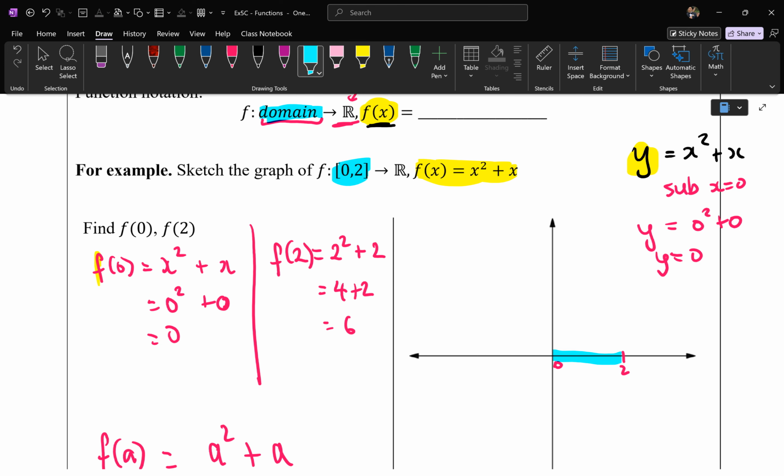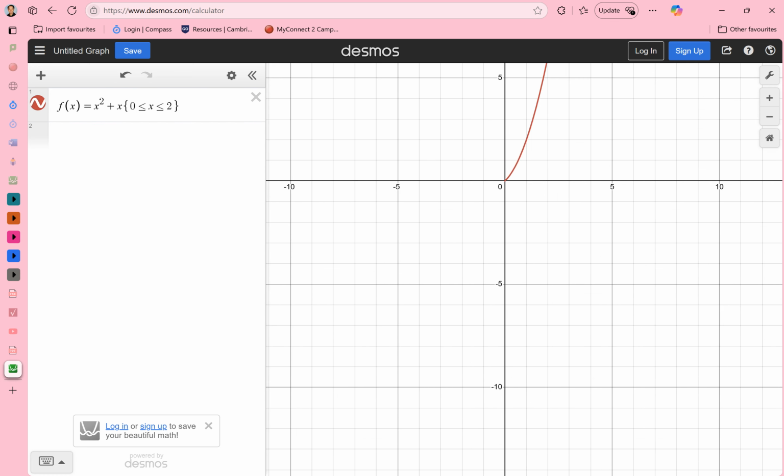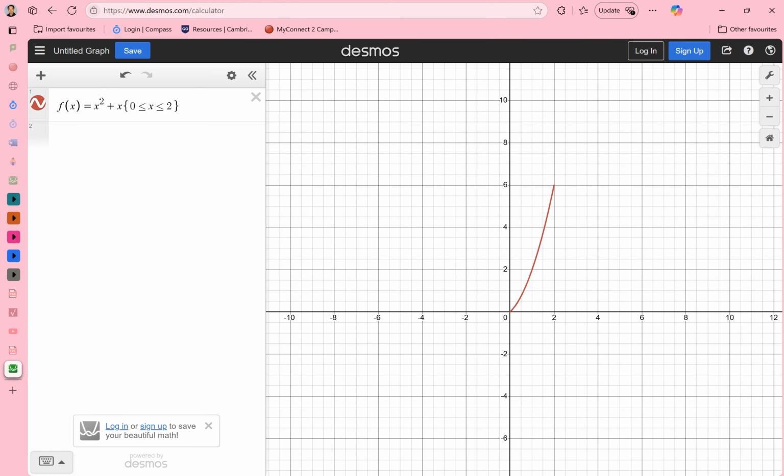This is your domain. So if I go back to Desmos, how do you change that? For those who are Desmos savvy, you do the curly brackets and you say 0 less than or equal to x, less than or equal to 2. Can you see how my graph had shrunk? That's 0 to 2 there. So if I zoom in, that's 0 to 2. Because I told it to only sketch on the x-axis 0 to 2.